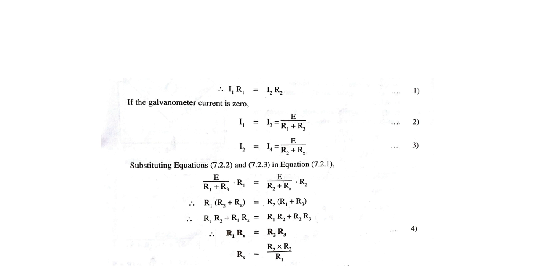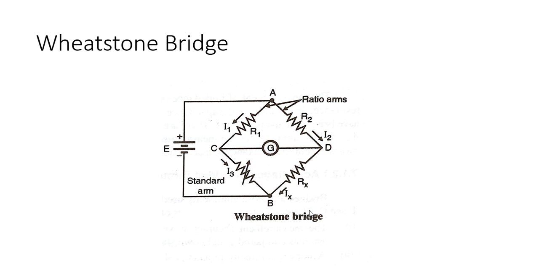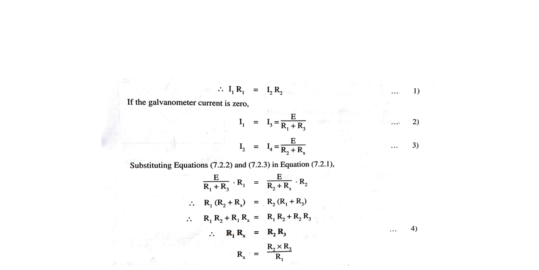Okay, so I think you got the meaning of this, why this balance condition or balance equation is not affected by the source or detector interchanging. Okay, so I think you got this. So this is all about our Wheatstone bridge. Okay, so if you see here 7.2.2 is equation number 2, 7.2.3 is equation number 3, 7.2.1 is equation number 1. This is from the book, so that's why it remains as it is. Okay, so I think that you understood this.